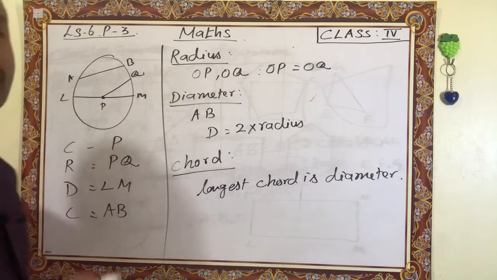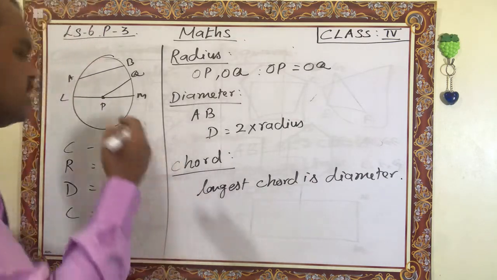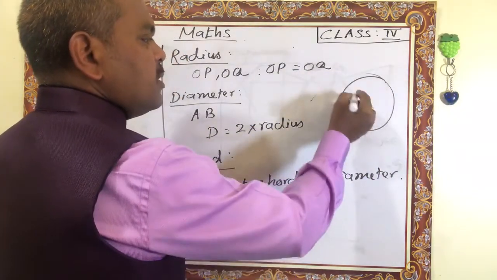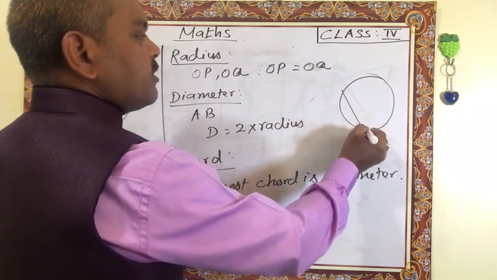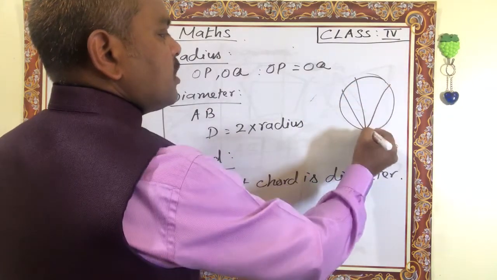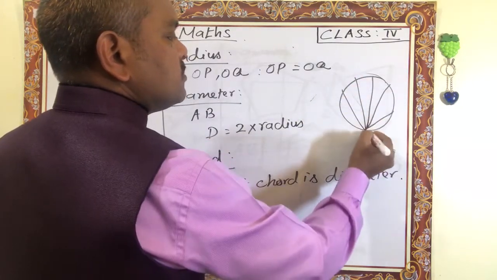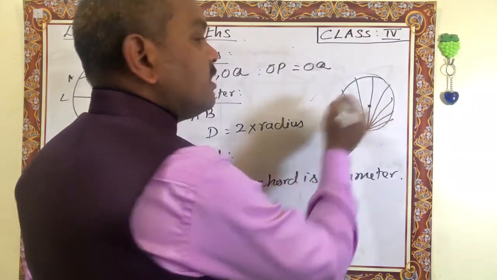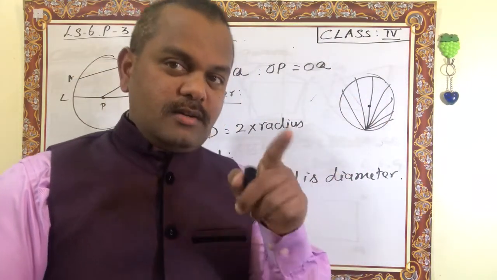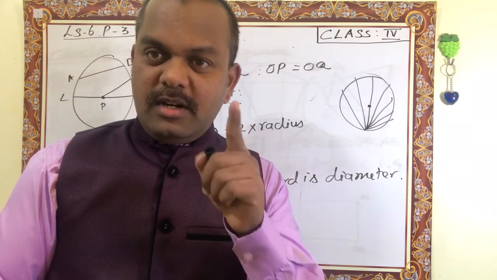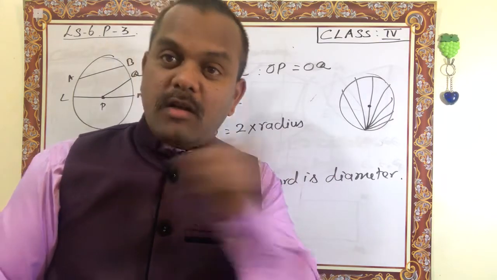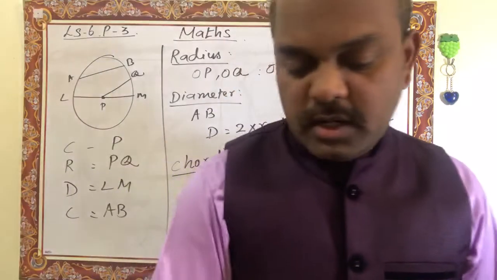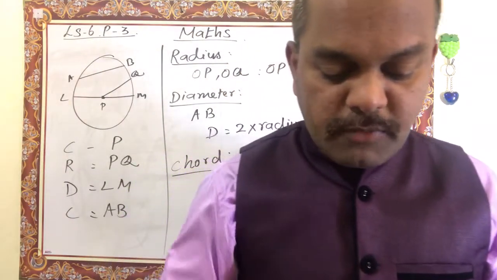Many chords we can draw in one circle. If you start from here, we can draw countless chords. But if it is passing through the center of the circle, that chord is called diameter. So diameter is the longest chord of the circle. Okay, understood?